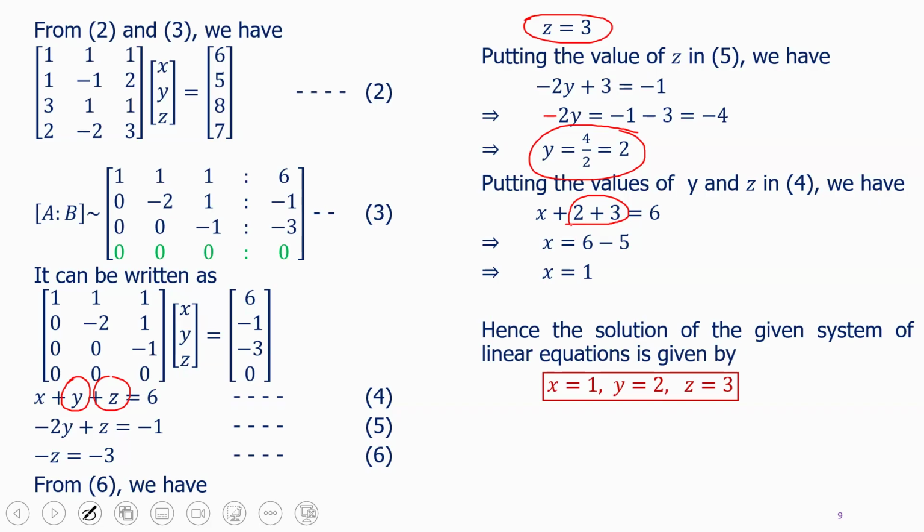So what is the conclusion of this question? The given system of linear equations is consistent and has a unique solution, and that unique solution is nothing but x equal to 1, y equal to 2, and z equal to 3.